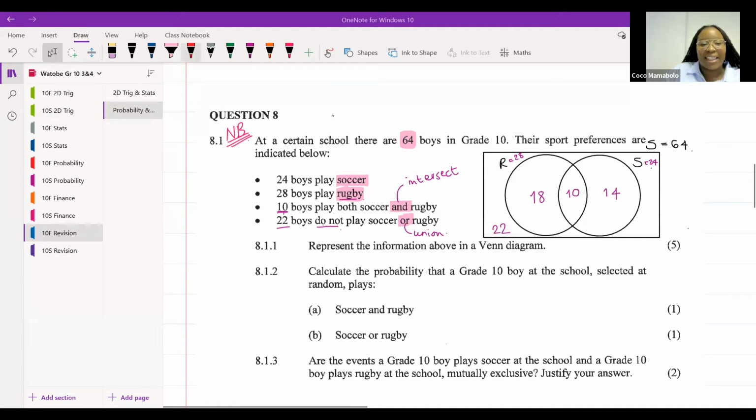Okay, cool. So we've done this. We have represented this in a Venn diagram. Now I want you guys to tell me.